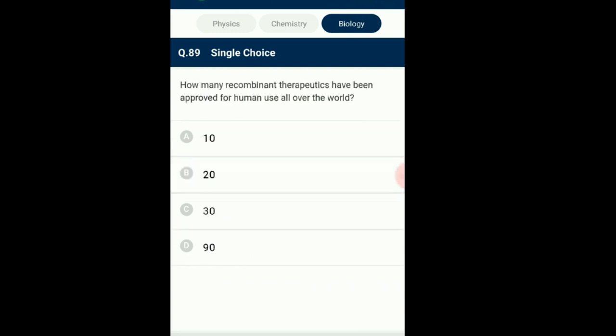Question number 89. How many recombinant therapeutics have been approved for human use all over the world? Therapeutics are drugs that are produced by recombinant DNA technology. At present, about 30 recombinant therapeutics have been approved for human use the world over. In India, 12 of these are presently being marketed. Answer is option C, 30.